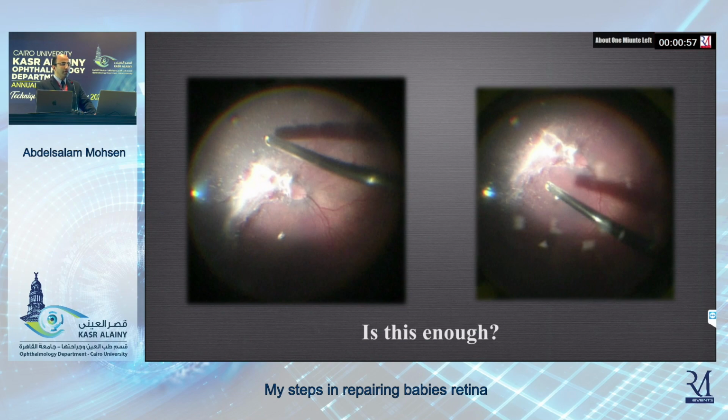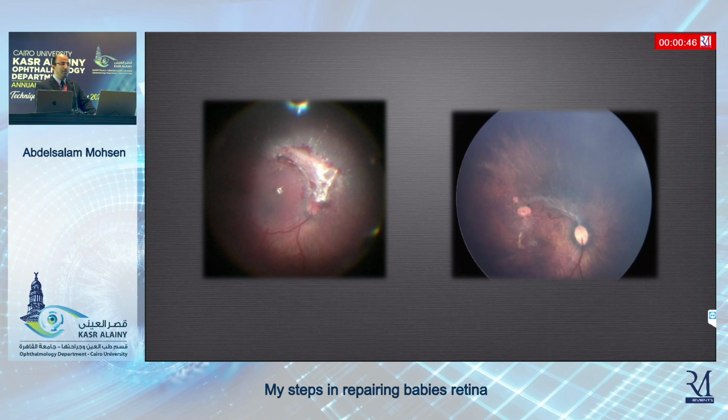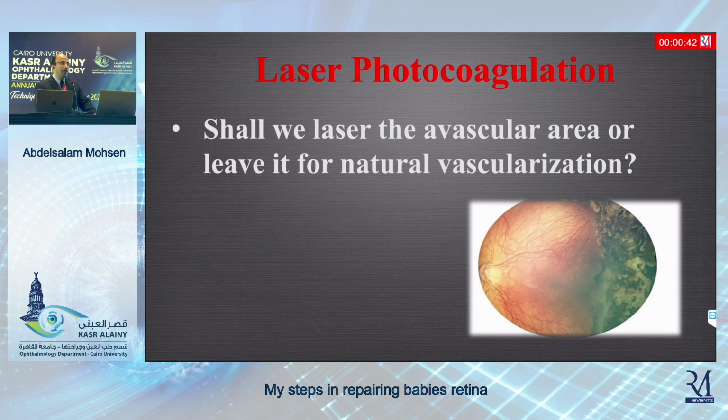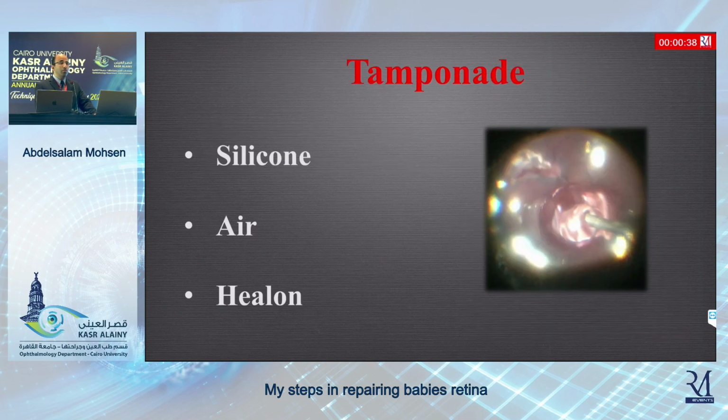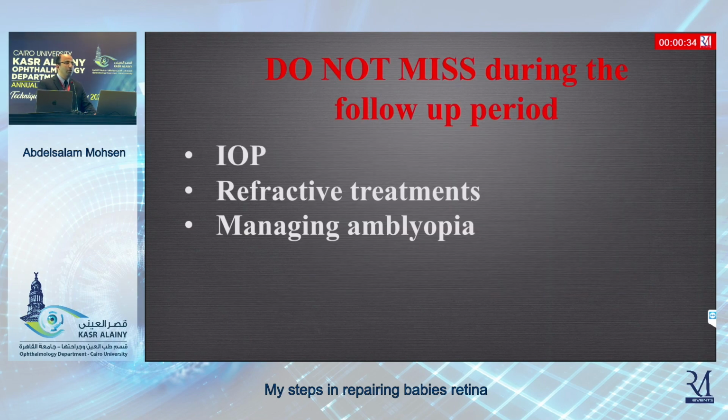After removing the vitreous as best I can, is this enough? Yes, this is enough. We should avoid aggressive membrane peeling and avoid any iatrogenic breaks that may cause massive fibrous proliferation. These fibrous proliferations atrophy with time, and the patient will be fine. Laser photoablation of the avascular retina is controversial. Tamponade with helium is preferred, and at the end, suturing of the sclerotomy. Don't forget at the end of the surgery to follow up the IOP, refractive treatment, and managing the amblyopia.